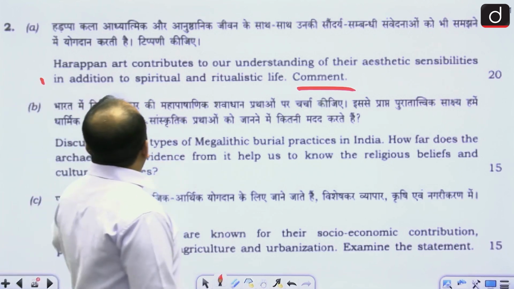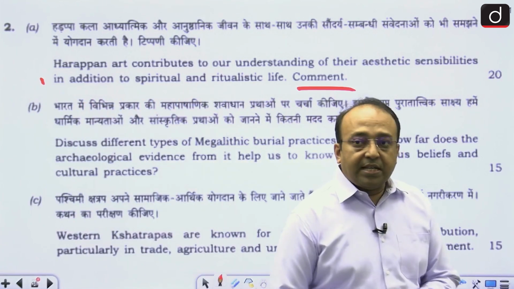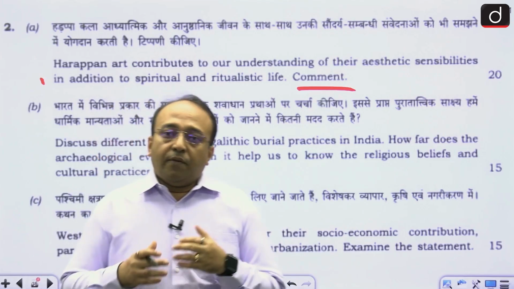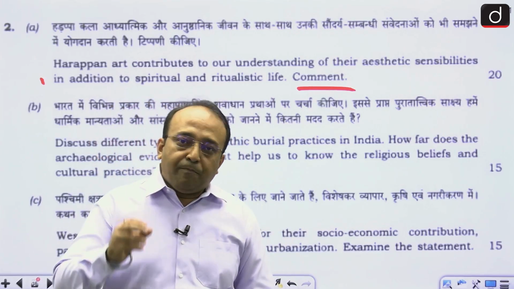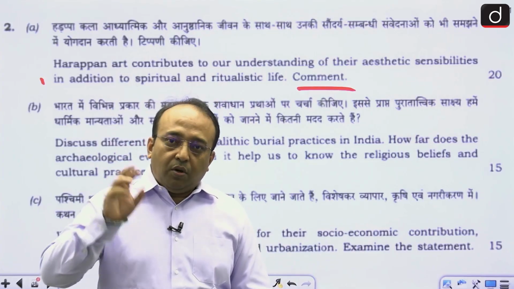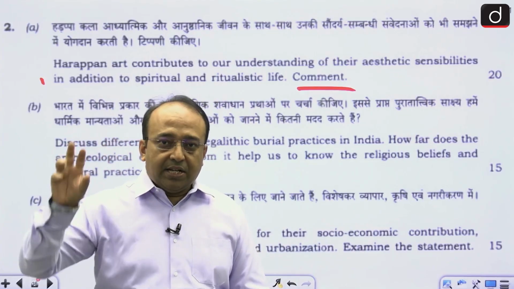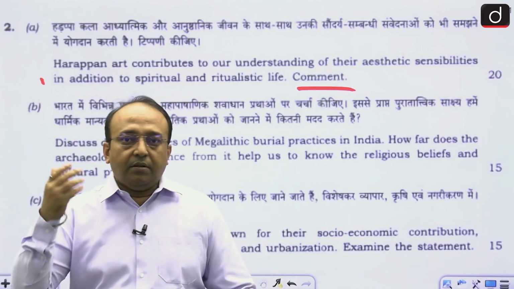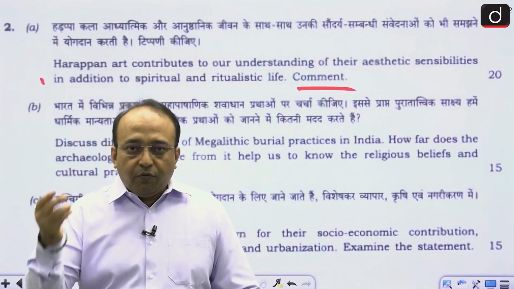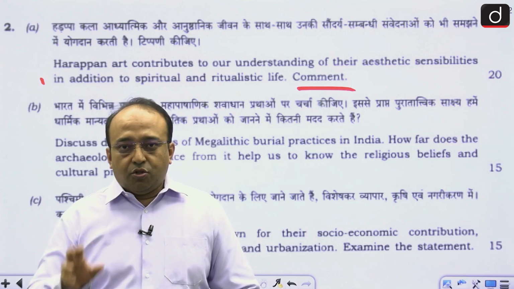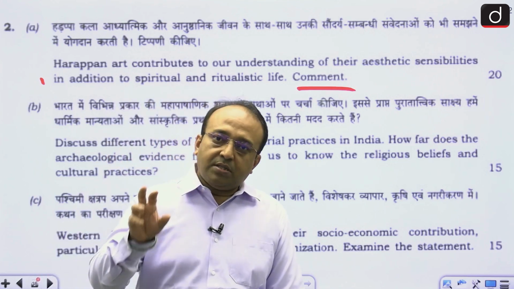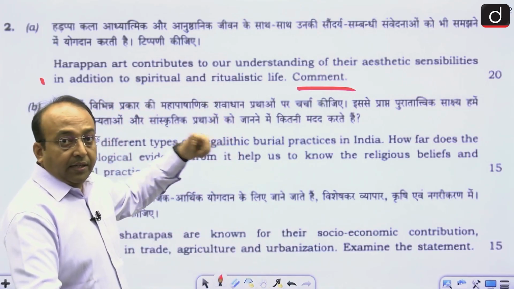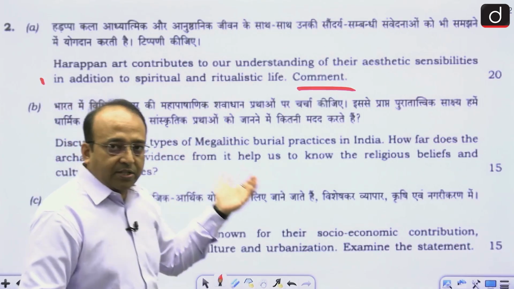You have to explain that Harappan art contributes to our understanding of aesthetic sensibilities in addition to spiritual and ritualistic life. So you have to explain the relevance of Harappan art not only from the perspective of any aesthetic sense, which means a sense of beauty. Aestheticism means to appreciate something which is quite beautiful. So a beautiful structure is called an aesthetic structure. The sense of beauty in any structure is called aestheticism. So you have to highlight the aesthetic sense in Harappan arts, whether there was any or not.